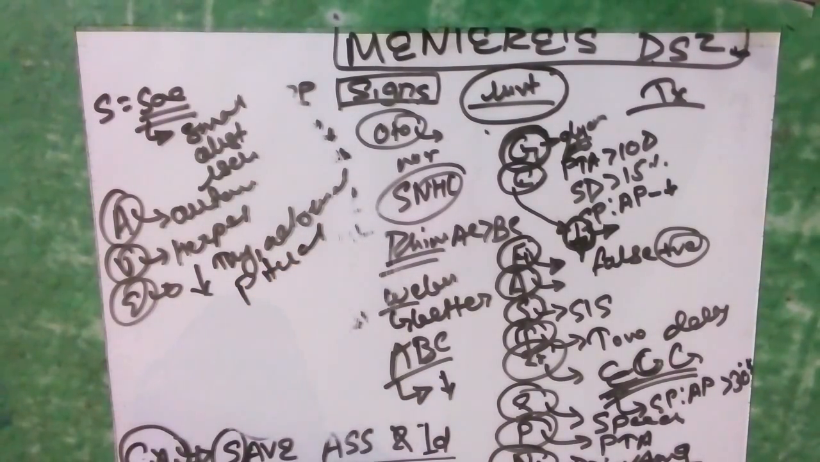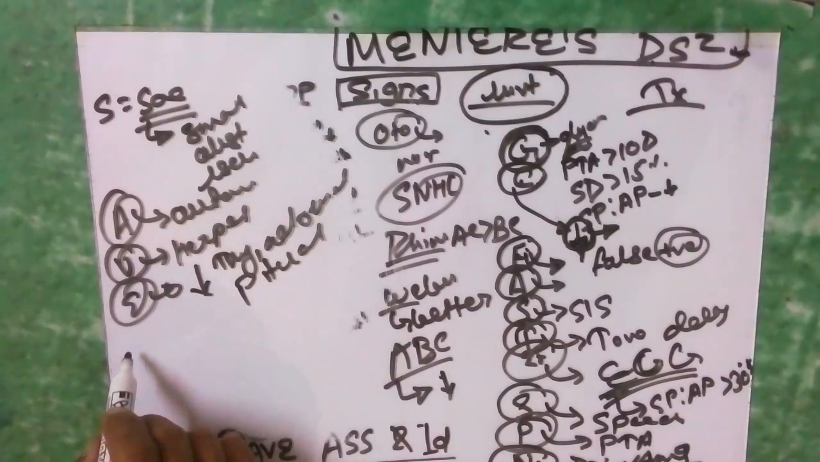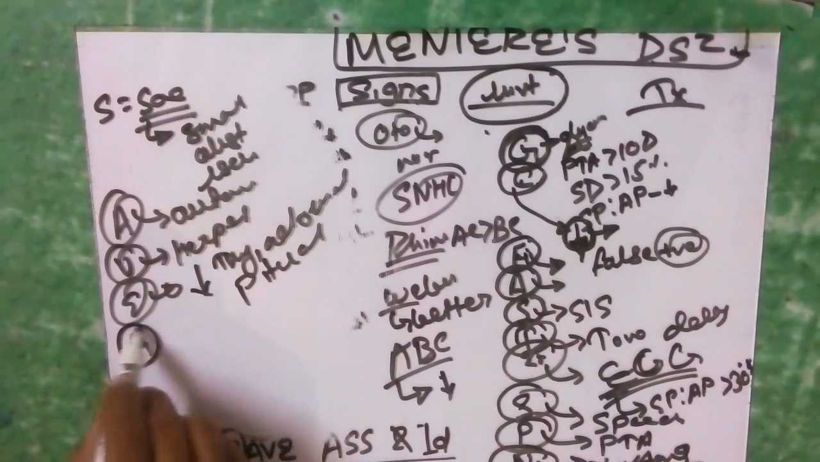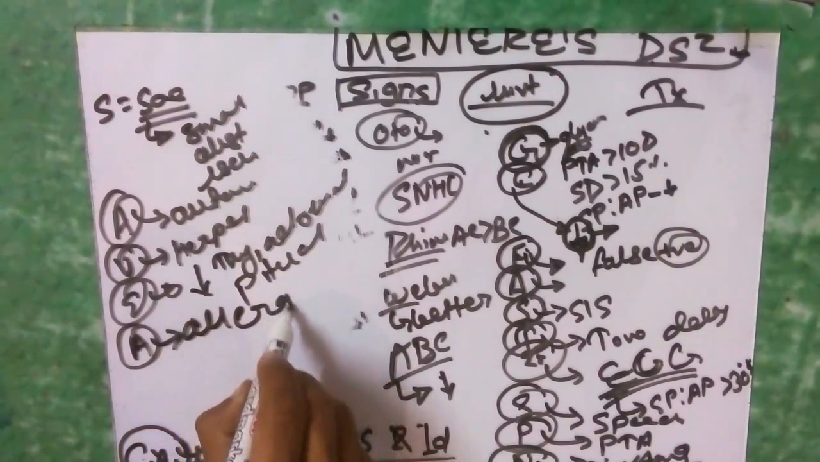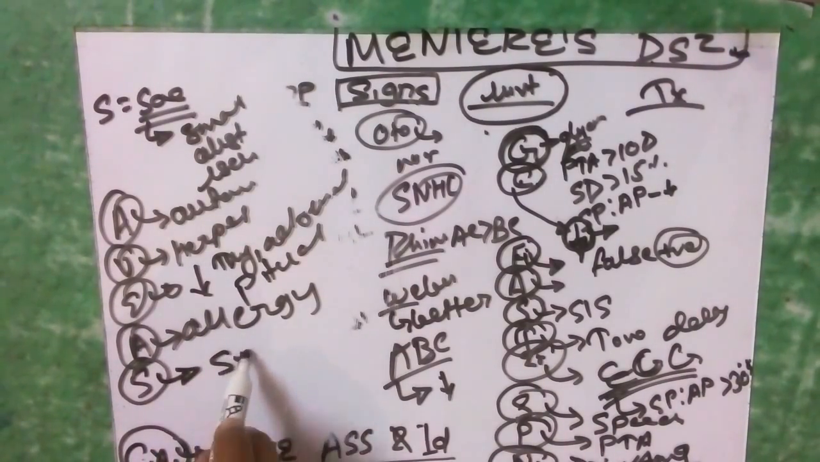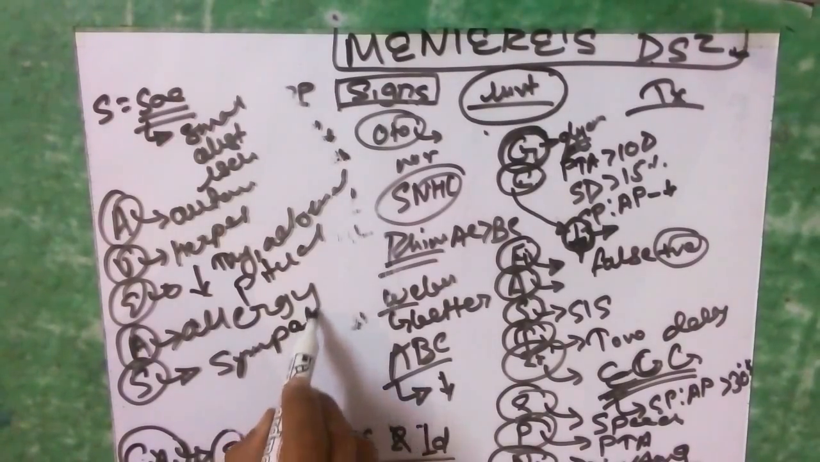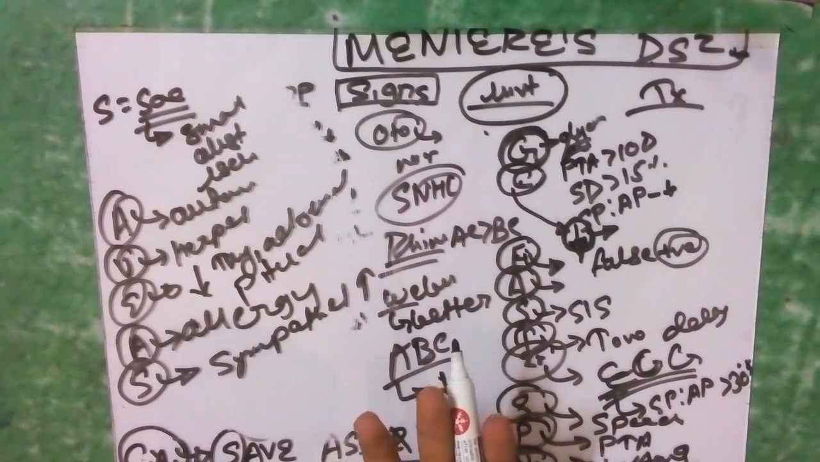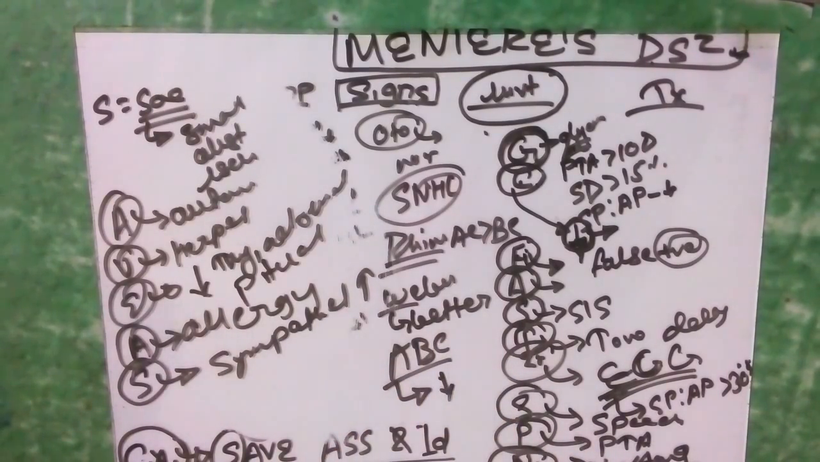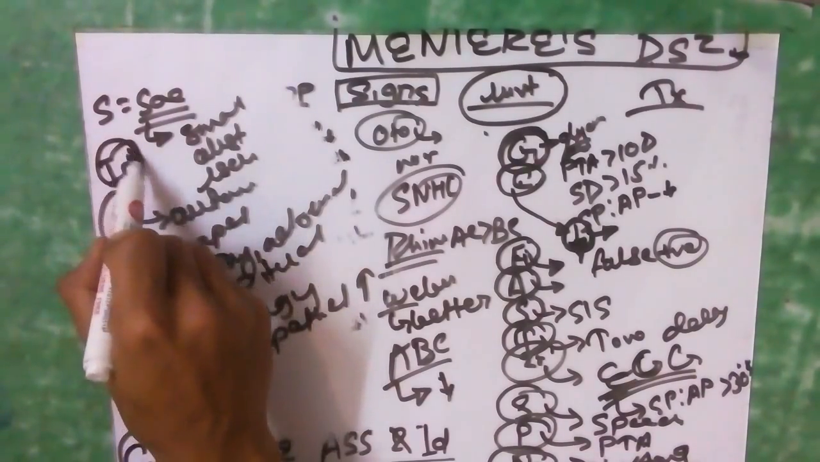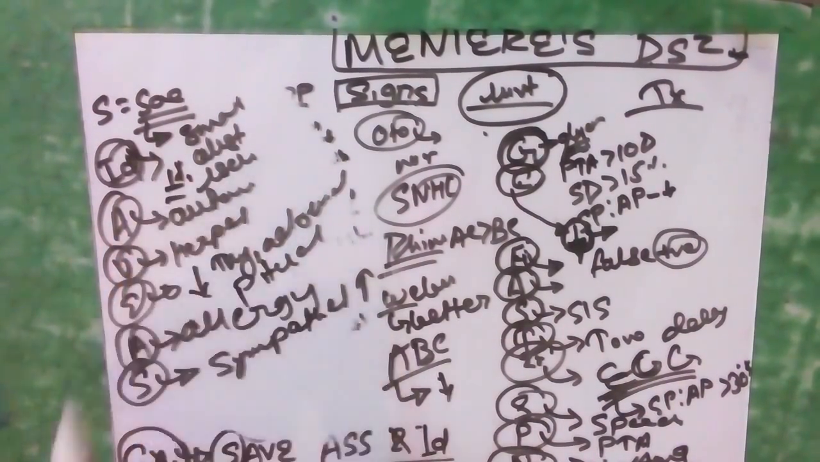These all can cause Meniere's disease. Now, the other E is for energy, and S means sympathetic activity. When the sympathetic activity of a person is increased, then it can cause Meniere's disease, because the production is increased in such a condition. And ID means idiopathic, and idiopathic should be kept at the top because it is the most common type.